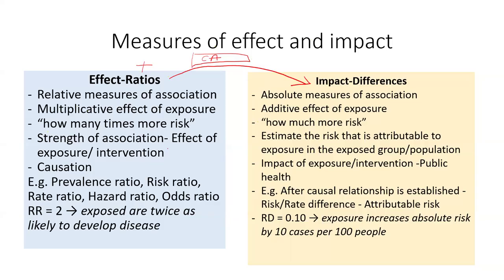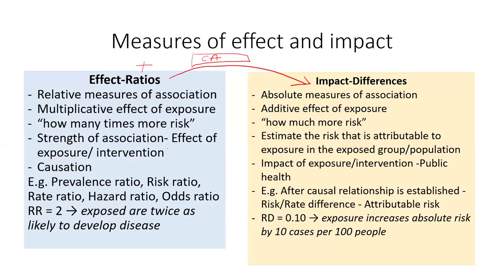Compared to the effect, when you come to impact, you have shown that there is a significant effect of the exposure on the outcome and all other criteria of causal association seem to hold true, then you can move ahead with calculation of the absolute differences between the risk in the exposed and the unexposed. So these differences are what are known as absolute measures of association. They tell us the additive effect of exposure.